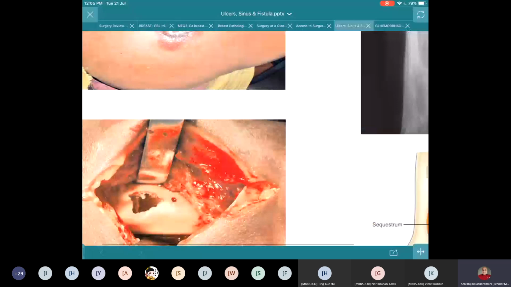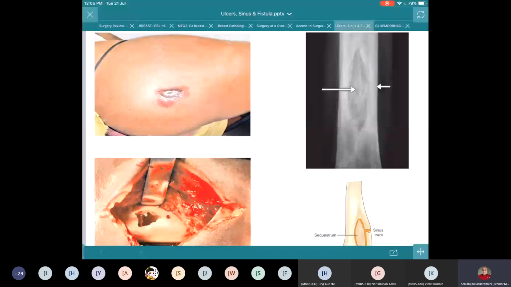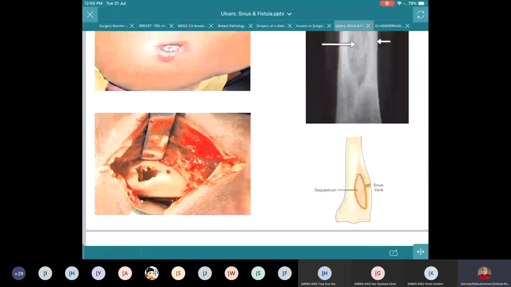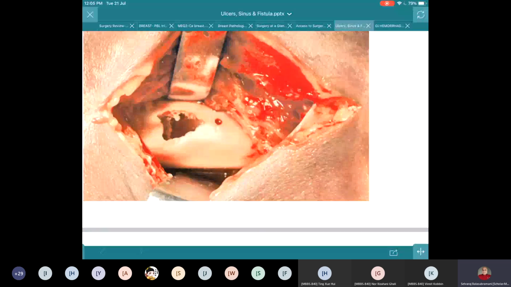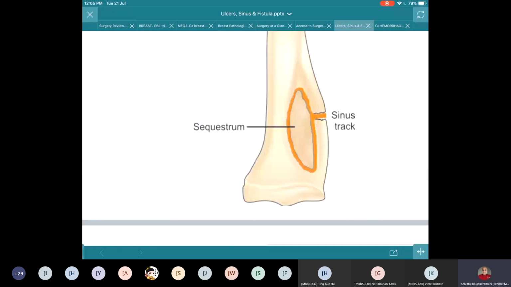Here you are seeing the actual surgery. In the first picture, over the sinus, make an incision in the upper part of the thigh. What you are seeing beneath is the femur. In the femur, you are seeing a punch out. They have made an opening in the bone, the femur, and removed that bony dead tissue. That is the sequestrum they have removed. And then you have to do saucerization of that bone. That also you have to do. Then you can close the wound. So this is sequestrectomy.